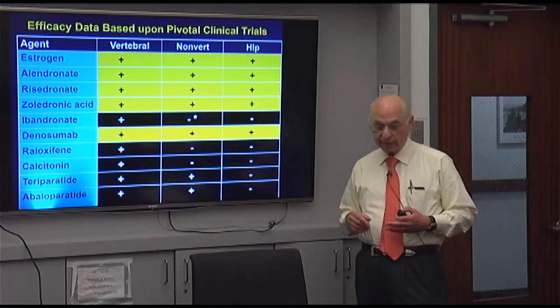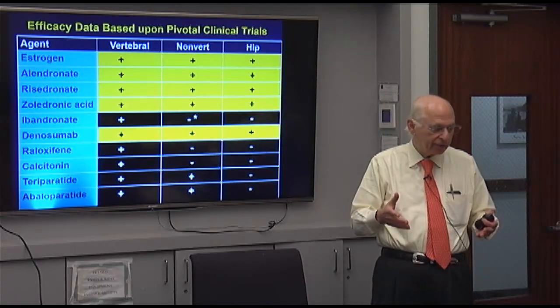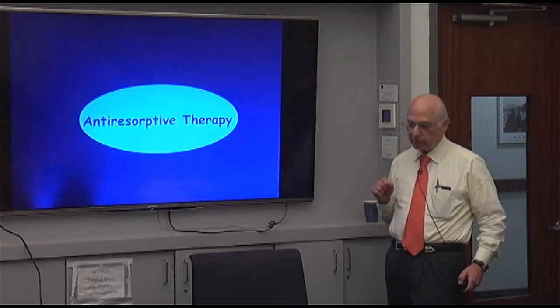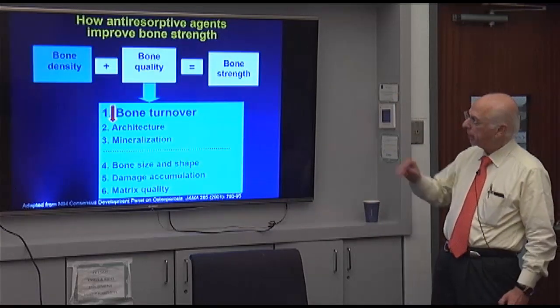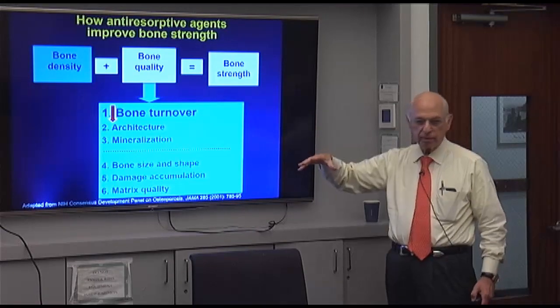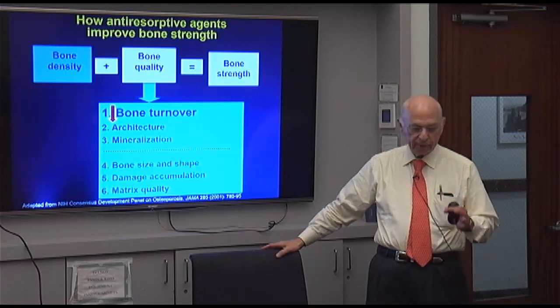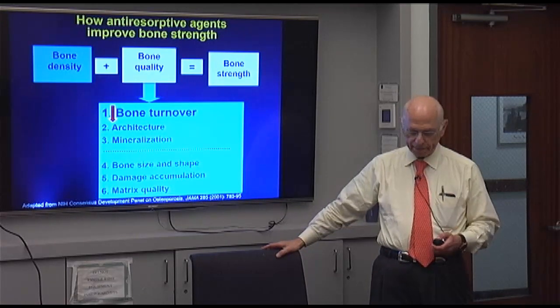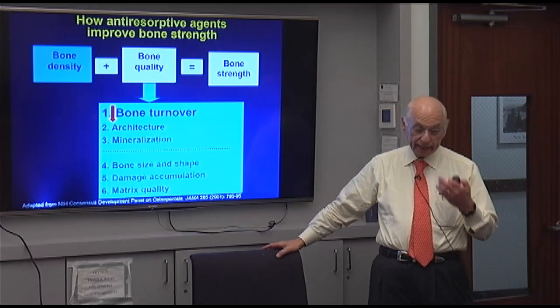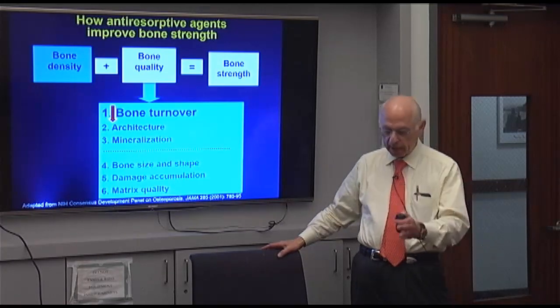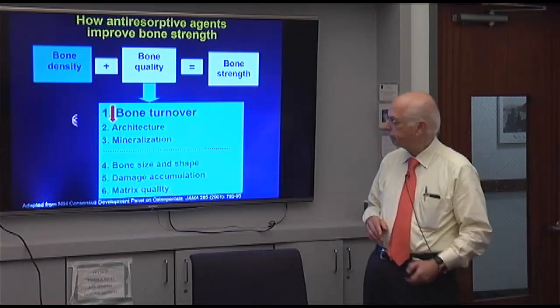In fact, the abaloparatide study, I don't think they had one hip fracture in the whole cohort. So again, be careful. So we're going to talk about anti-resorptive therapy. They all, without exception, reduce bone turnover. Very, very important mechanism. They affect the osteoclast in very different ways. But ultimately, they're anti-resorptive because they block bone resorption.